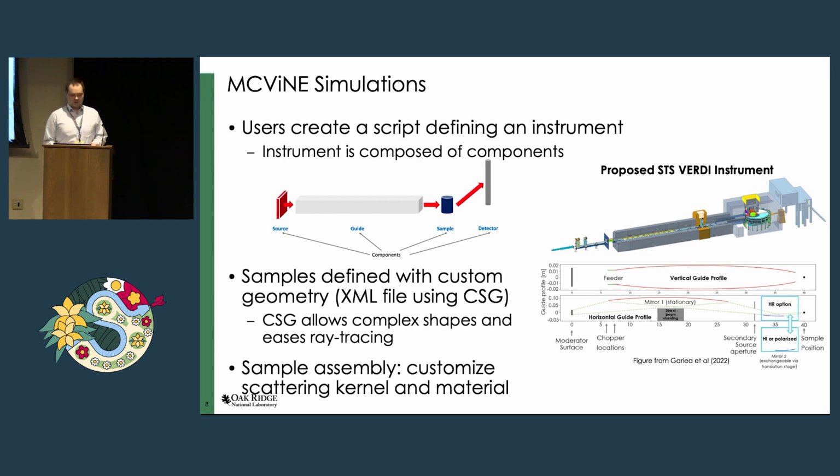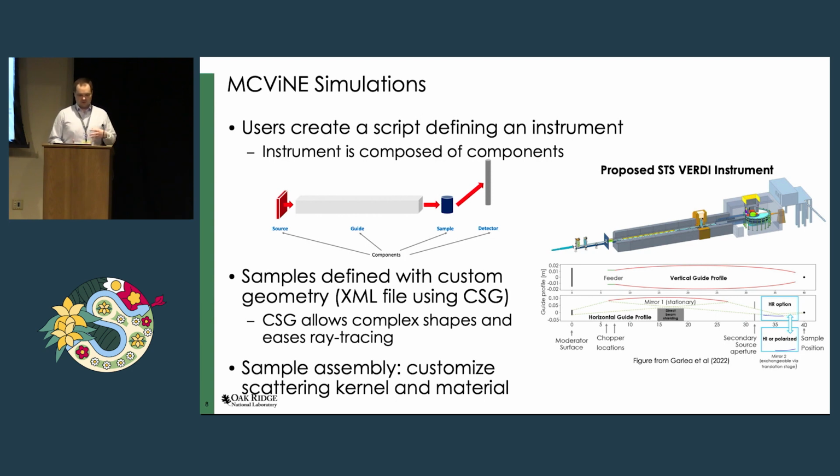So here's an overview of how MCViNE simulations work. Basically, users create a script that defines an instrument. An instrument here, as this example picture shows, has a source, a guide, a detector, and a sample as well. So this combines into a simple instrument. And on the right here, you can see an example of the proposed Verdi instrument going to the second target station. This shows that the instruments can be quite large with many different components combined, so they can get complicated pretty quick.